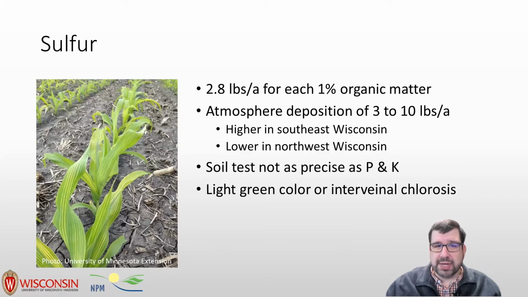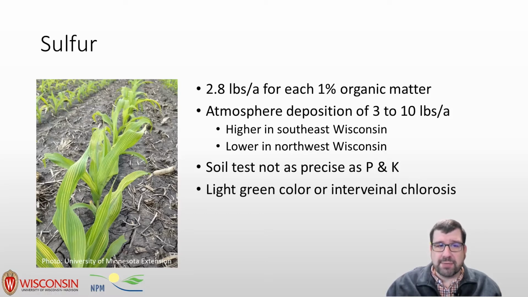Sulfur can leach, but not as readily as nitrates, and it can also be tied in acidic clay soils. In the past, we have received sulfur through atmospheric deposition. However, we currently receive about 1/3 of the sulfur through this method as we did 30 years ago. We currently receive 3 to 10 pounds of sulfur per acre through atmospheric deposition, the highest amounts in southeast Wisconsin, decreasing as we go to the northwest corner of the state.